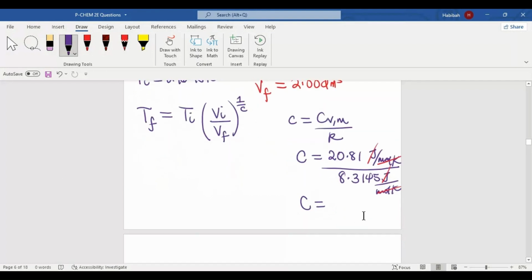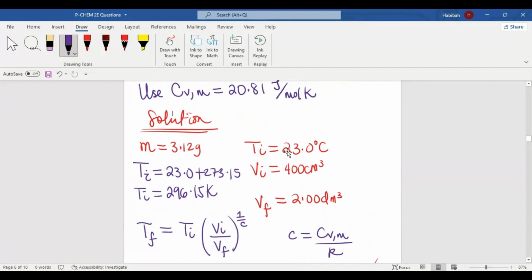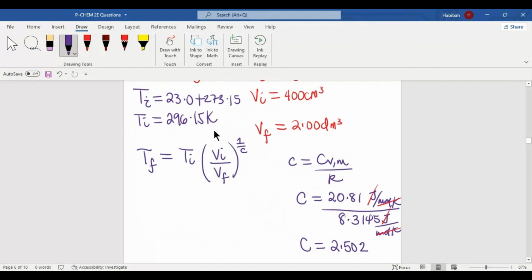We have that information to simply put in a calculator. We're going to have 2.502. So that's the answer here. So that's basically what's going on here. Now you can think, oh, well, we have our initial volume, we have our final volume, we have our initial temperature. So initial temperature check, initial volume check, final volume check, and we have the value of C. Then we can just simply input all of this information.